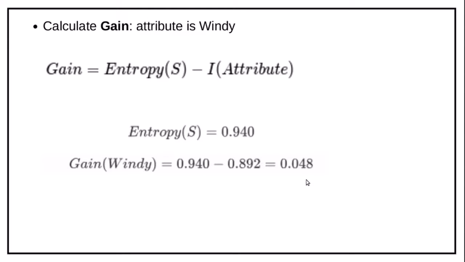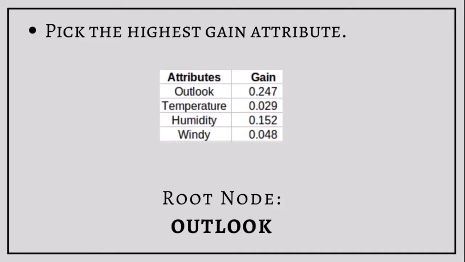Too much, right? There are so many, 4 attributes, and you have to calculate so much. And at last we will compare all the values: outlook 0.247, temperature 0.029, humidity 0.152, wind 0.048, and the highest value is outlook. So we have to pick that value, and this will be our root node. So our root node is outlook.